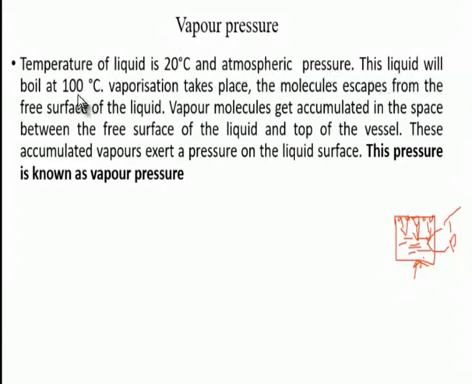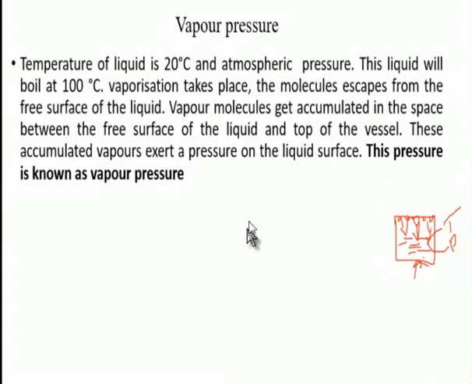This liquid will boil at 100 degrees Celsius and vaporization takes place. The molecules escape from the free surface of the liquid. Vapor molecules get accumulated in the space between the free surface of the liquid and the top of the vessel. These accumulated vapors exert a pressure on the liquid surface. This pressure is known as the vapor pressure.